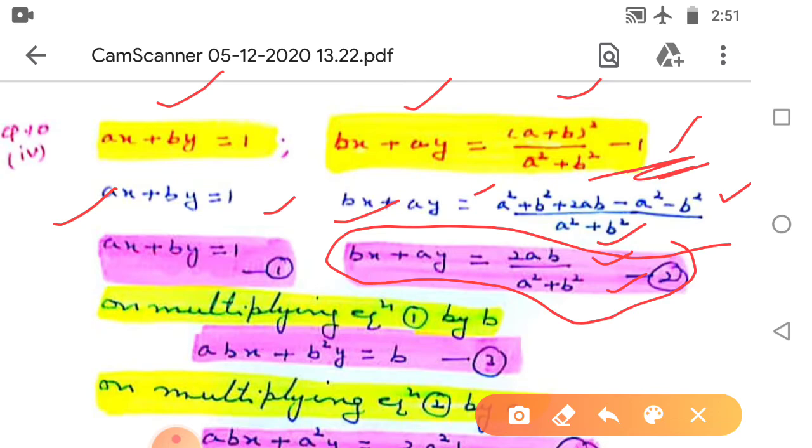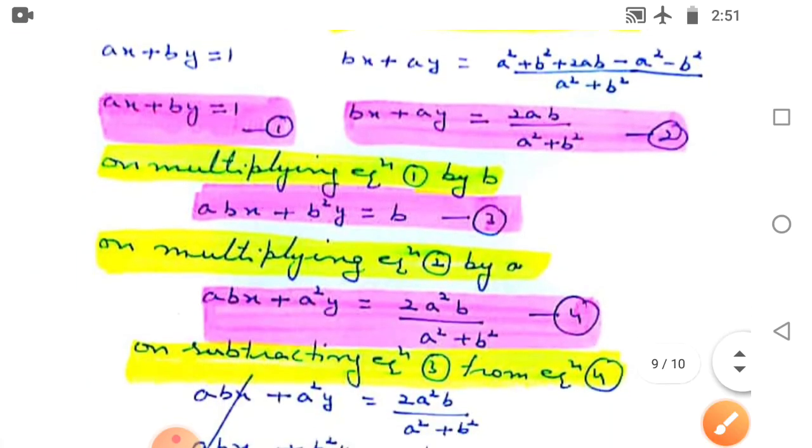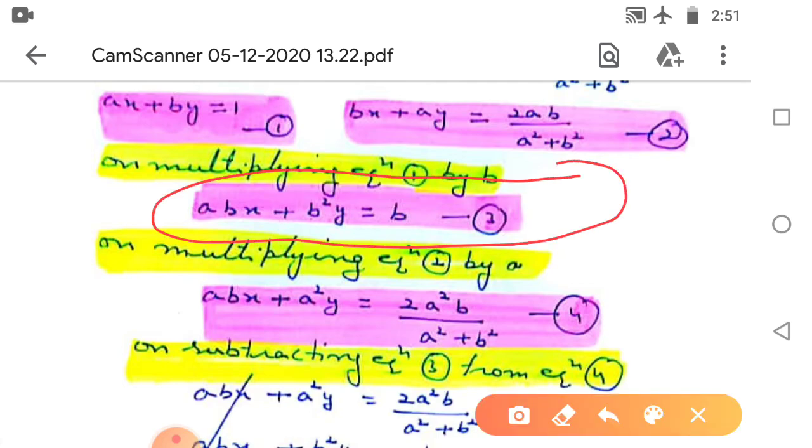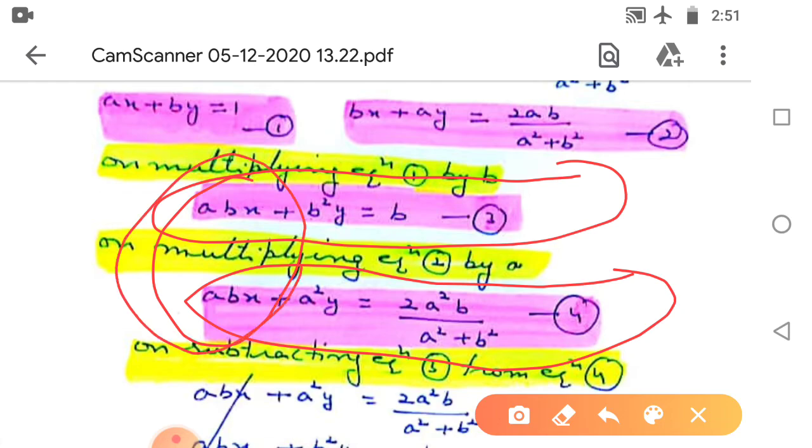Right? Now on multiplying equation 1 by b, we get abx + b²y = b. And on multiplying equation 2 by a, we get abx + a²y = 2a²b upon (a² + b²). So we have two equations. The third equation here is abx + b²y = b, and the fourth equation is abx + a²y = 2a²b upon (a² + b²).